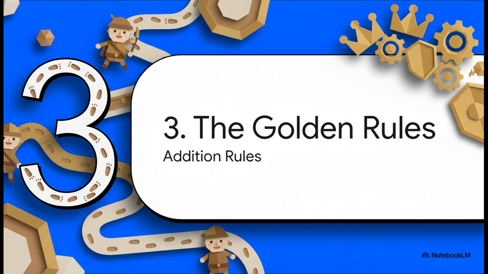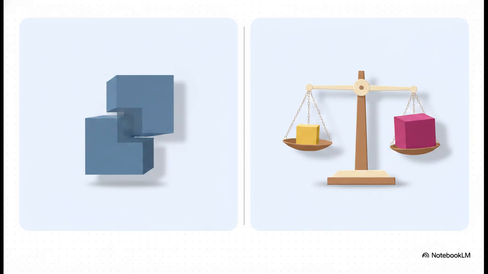Now for Section 3, the golden rules of addition. So, we're shifting from physical exploration to the absolute rules of the math game. And honestly, don't sweat it. If you were able to track Osman and Daphne, you already know how to play. Let's break down these 2 main rules.